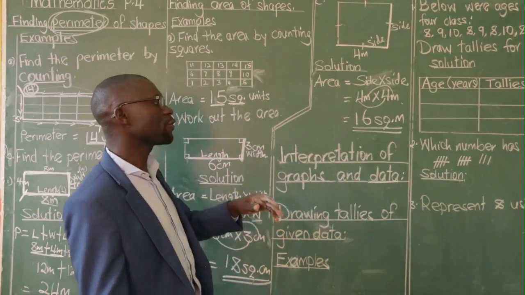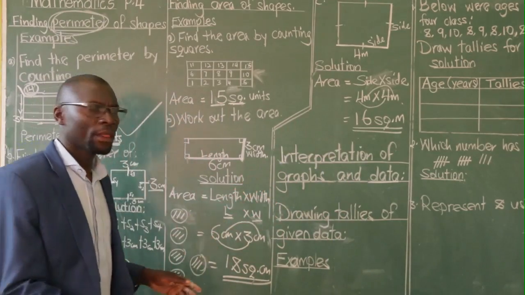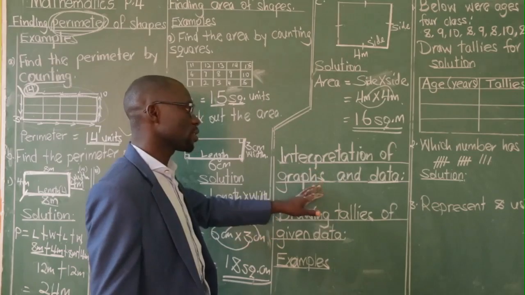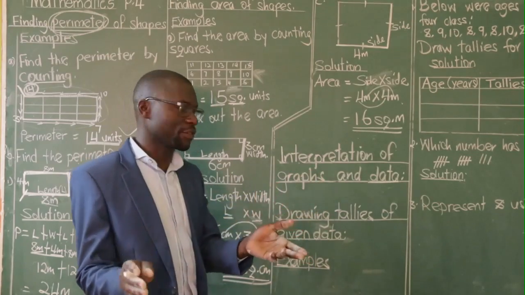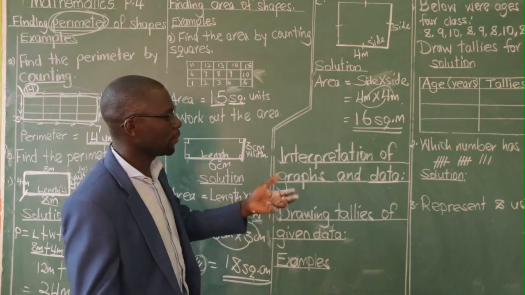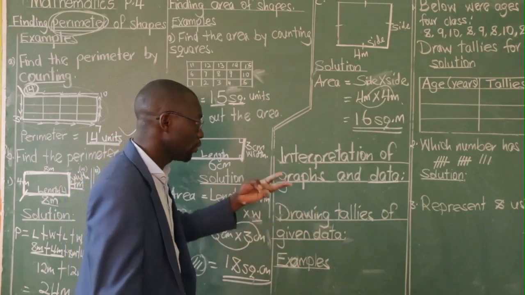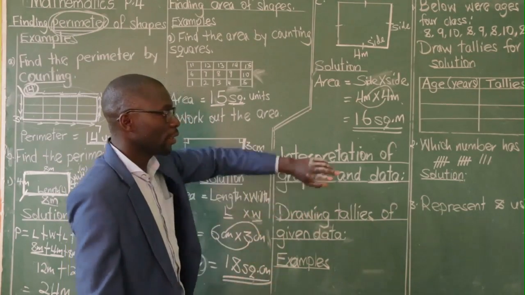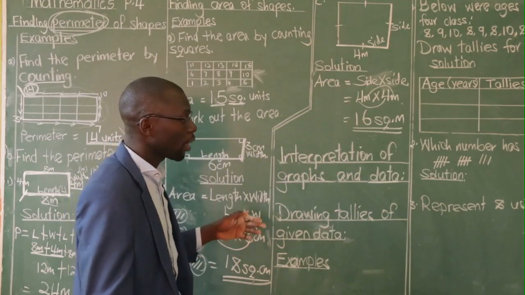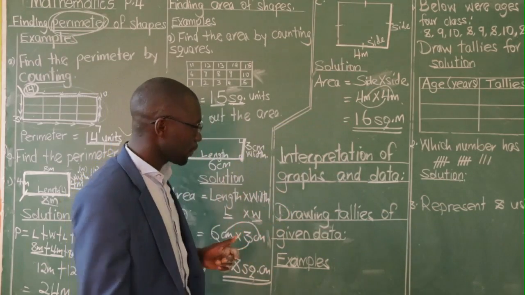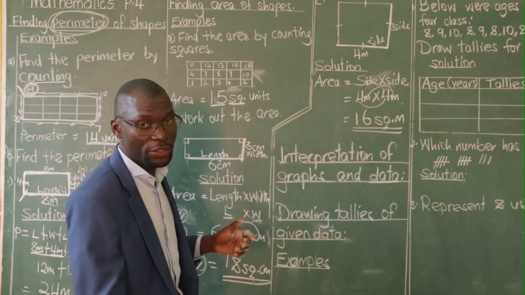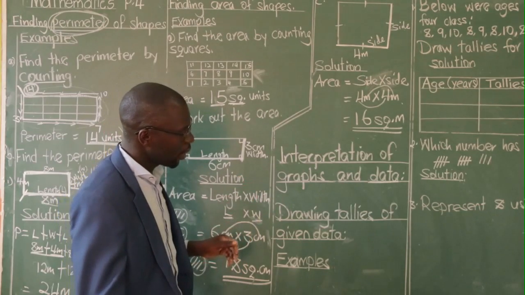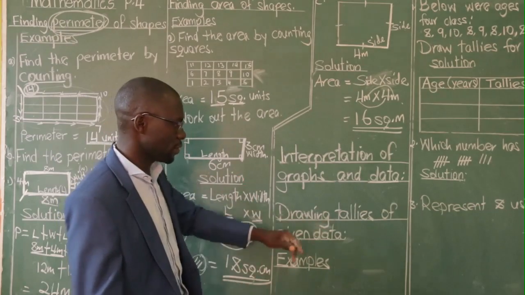So graphs, we have so many types of graphs. When we've been given information, we can represent it on different graphs. One of them is a line graph, we shall look at it. We have a bar graph. We have a circle graph, the one we can call a pie chart. We have a histogram and so many others. But now we are going to start by looking at tallies.